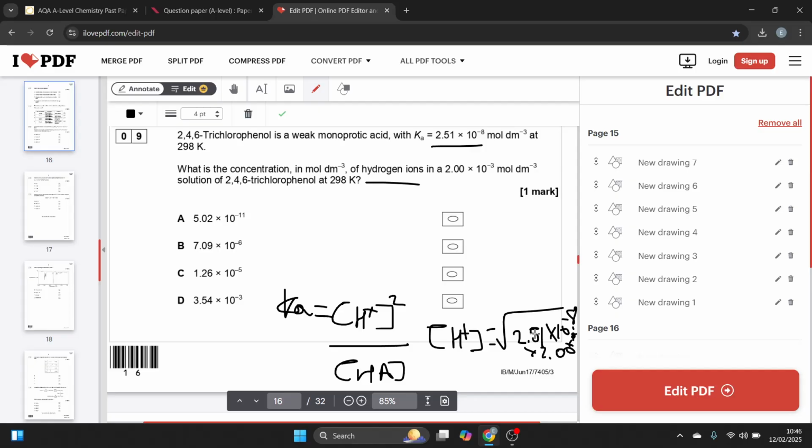And it'd be useful if I had my calculator with me. If it said diprotic acid, then you would times the concentration that you had by 2. Well, it's not, it says monoprotic acid, so square root of 2.51 times 10 to the power minus 8 times 2.0 times 10 to the power minus 3. I get 7.09 times 10 to the power minus 6, therefore the answer is B.